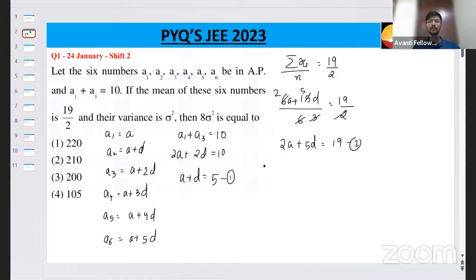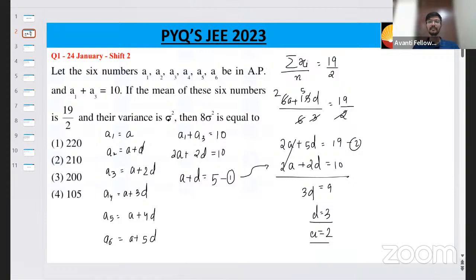Equation number 2. If we solve these both, that means 2a plus 2d is equals to 10 from here. Subtract them. So we'll get 3d is equals to 9. So d will be equals to 3. So that means a is equals to 2. Correct? So we got all the numbers.